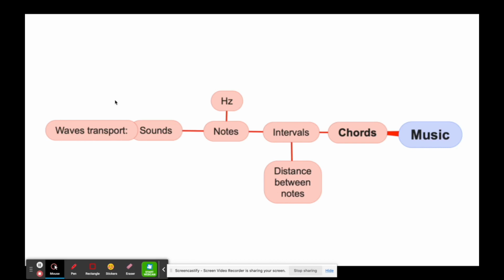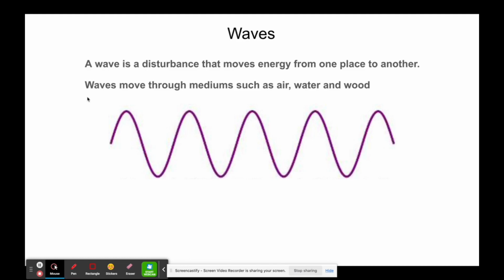Don't pay real attention to this. We're gonna start talking about the waves. A wave is a disturbance that moves energy from one place to another. This can be throughout different mediums such as air, water, and wood. So this is how a wave is in theory.